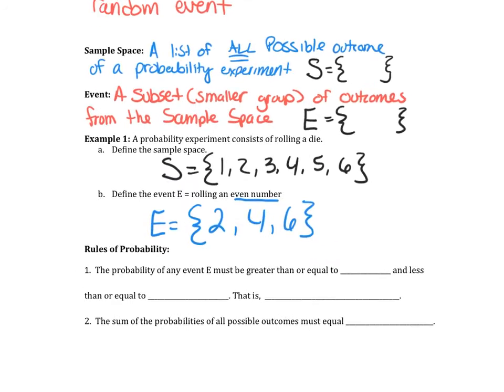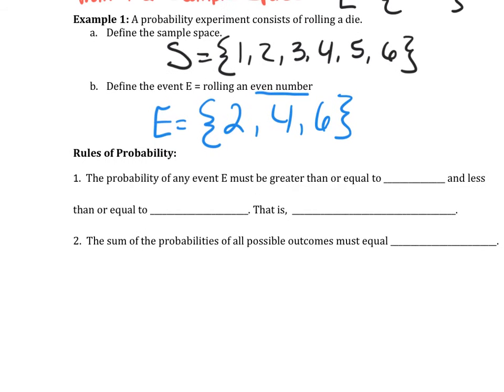Okay. All right, so now the two main rules of probability. The probability of any event must be greater than or equal to 0 and less than or equal to 1. So that means we can't have any negative probabilities, and we can't have any probabilities that are bigger than 1. And we use this notation P of x to denote the probability of x.